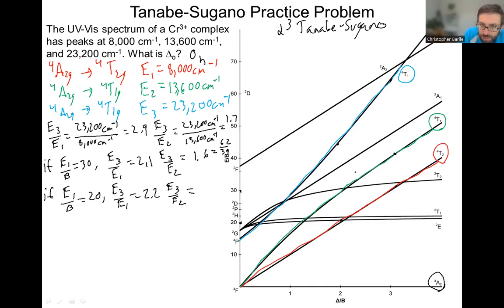And we could do the same thing for E3 versus E2. We're going up here to the green line, and it looks like we're at maybe 28, 29. Again, without a ruler, this isn't super precise. But if I say I'm at 28, I get a value of 1.5.